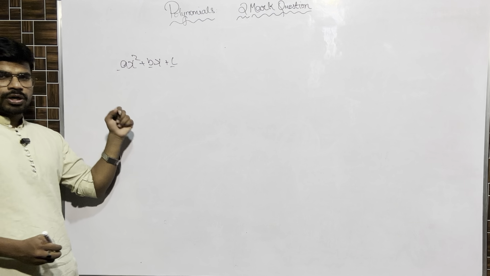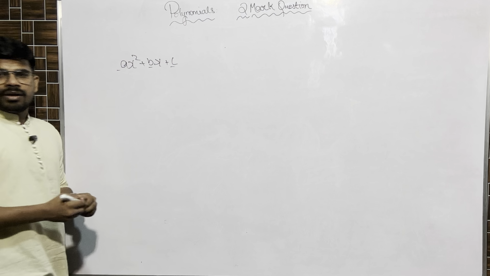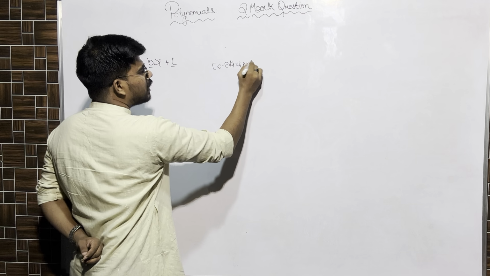A is the coefficient of x square. B is the coefficient of x. C is the constant. These are nothing but coefficients.